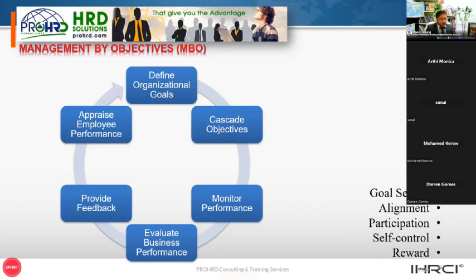So the MBO process is not only essential for making the line managers in business organizations more effective, but also equally important for monitoring the performance and progress of the employees. For monitoring the performance and progress, what we need to do is identify ineffective programs by comparing the performance with the pre-established objectives.